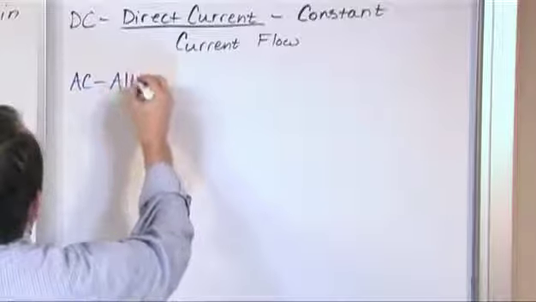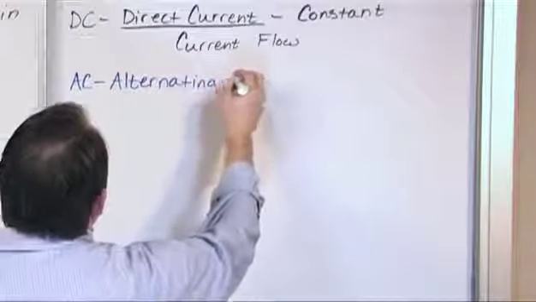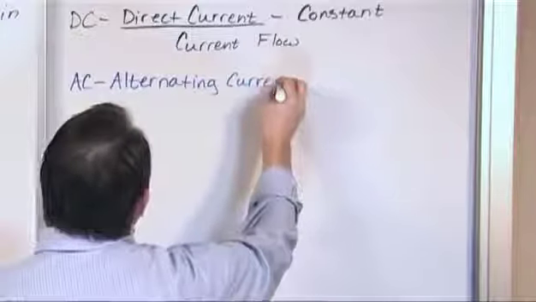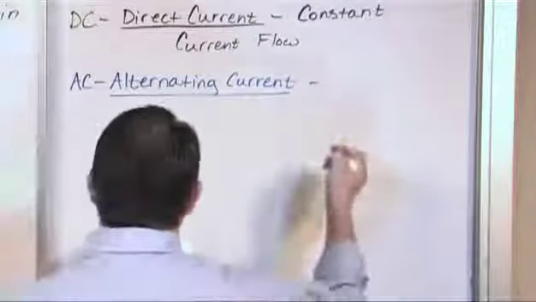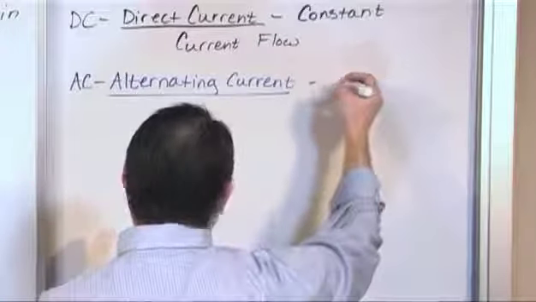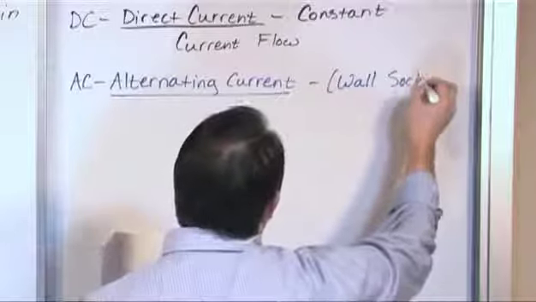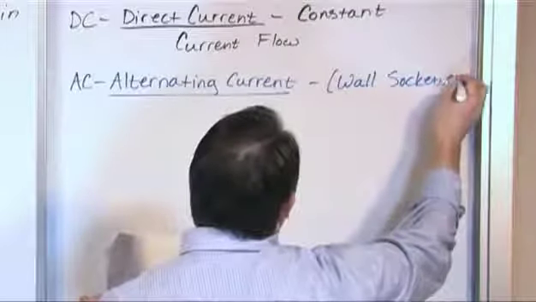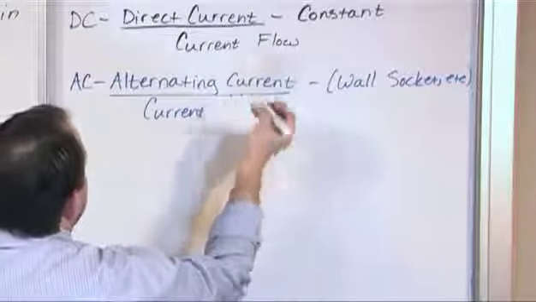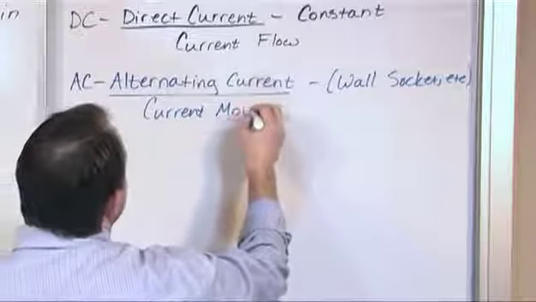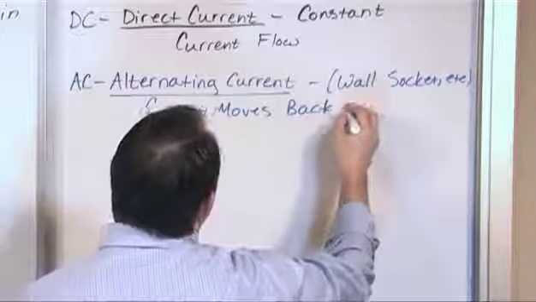All right, now let me contrast that to AC, which I know you've heard of, and that's called alternating current. Alternating current. And this means, well, exactly what it sounds like. It's a wall socket. And it means the current, for lack of a better word, moves back and forth.